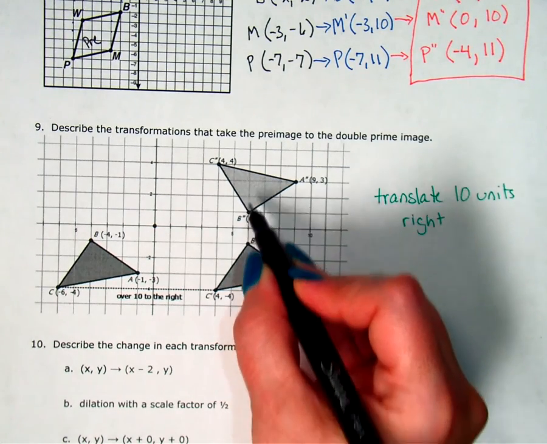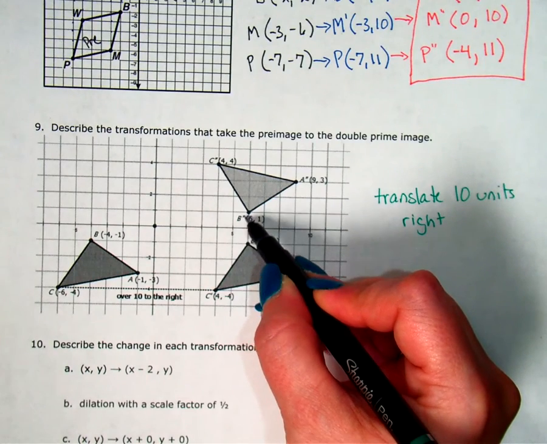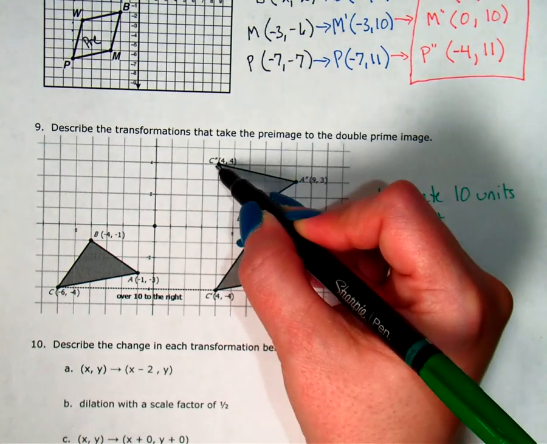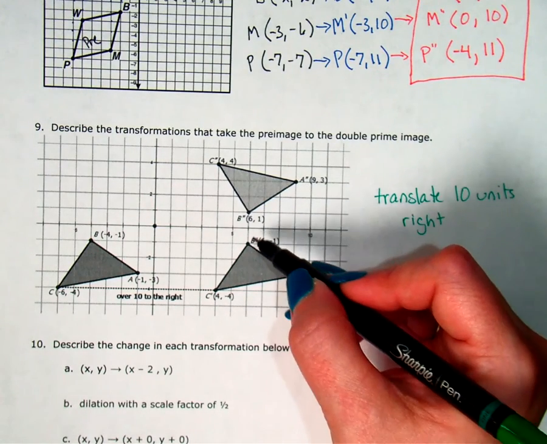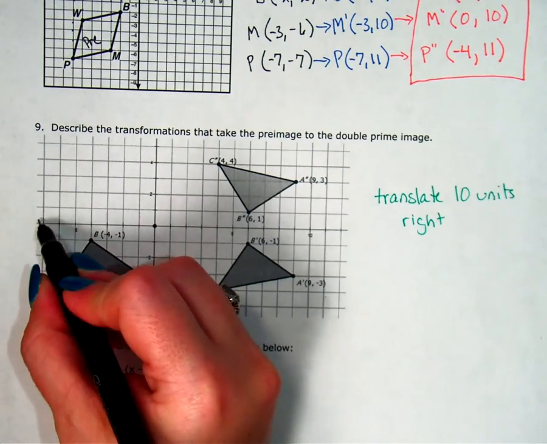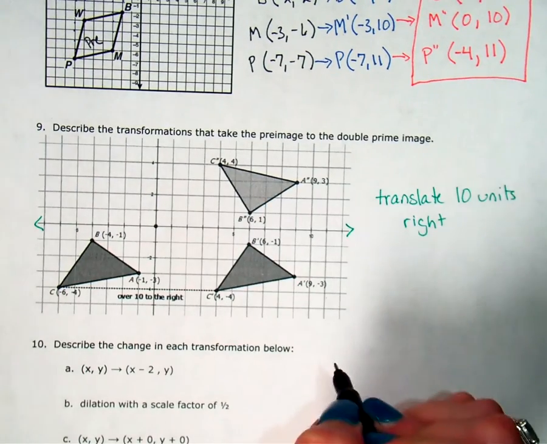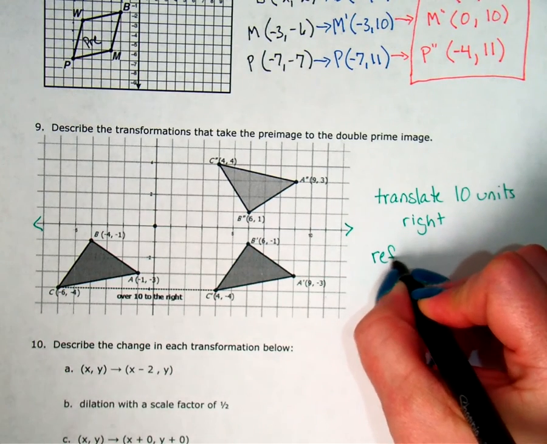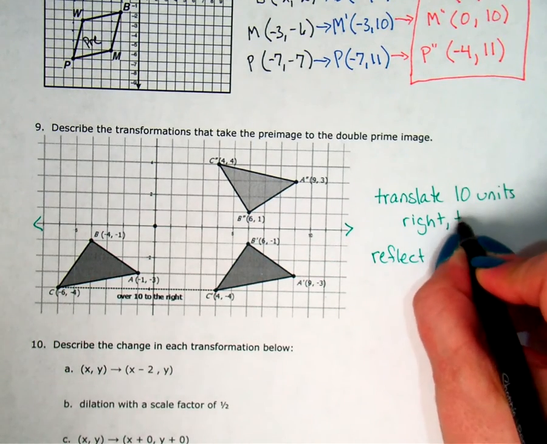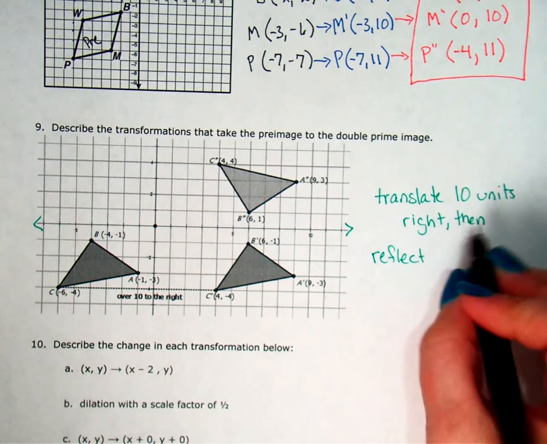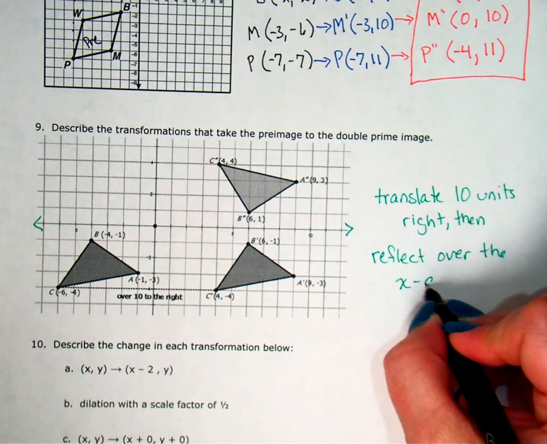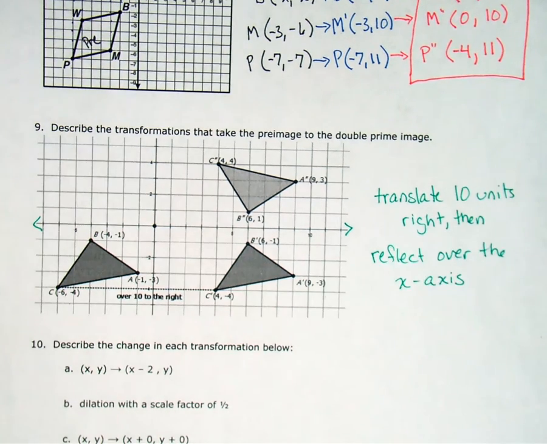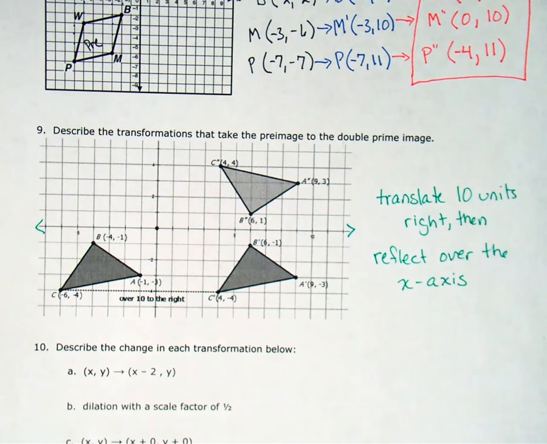And then what did I do to get from this figure to this figure? So my B moved up 2 units, my C moved up a lot further than that, and then my A moved up also. But notice everything kind of flipped over, and it flipped over the x-axis. So it was reflecting, so we can say then, translate 10 units right, then reflect over the x-axis. Okay? So that is the description of what is happening in that picture.